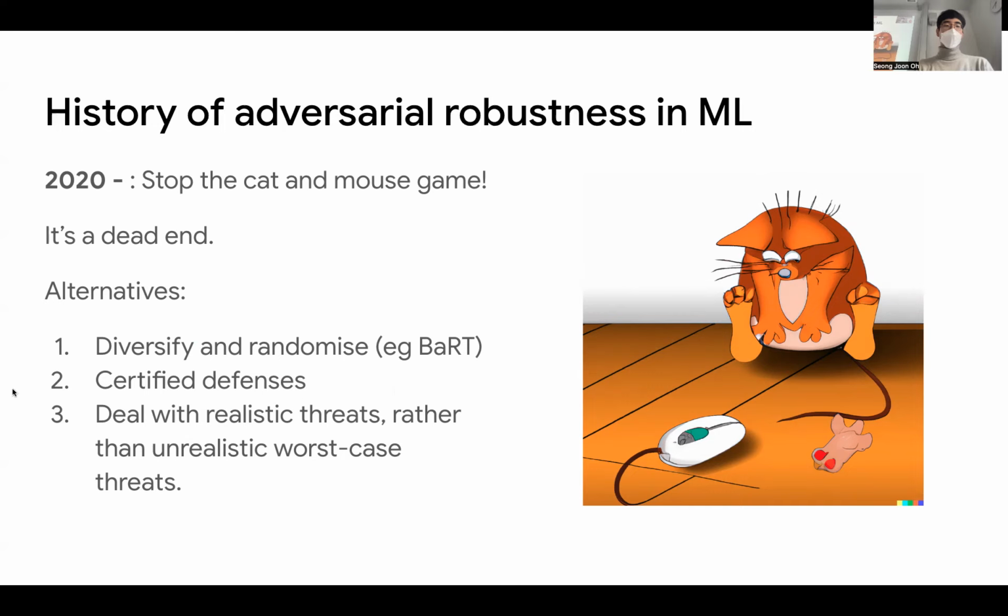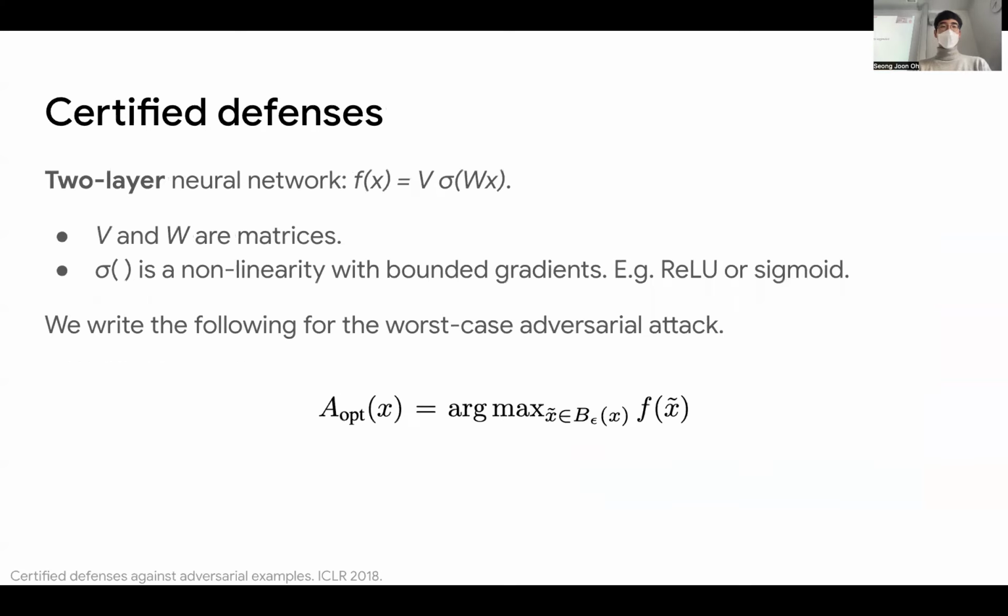And then there was a lot of work on certified defenses afterwards, making sure that within this LP ball, there's absolutely no attack possible, okay? And then the third direction was that we should rather deal with realistic threats rather than these unrealistic worst case threats, okay? I'm going to explain 2 and 3 briefly, and then that's the end of this part of the lecture.